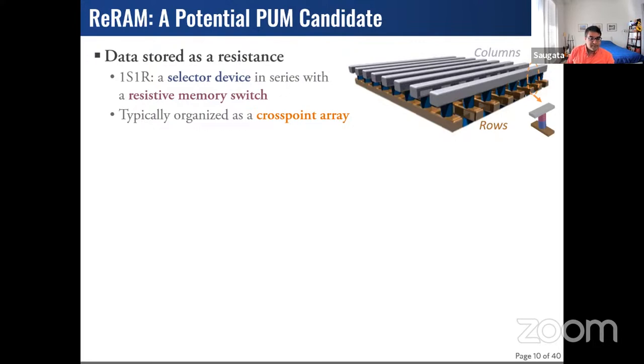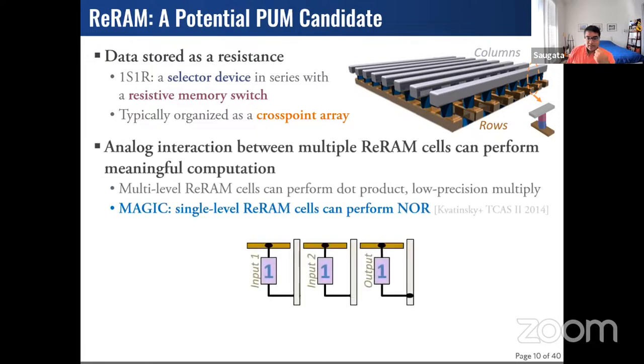Typically these types of devices are arranged as a cross-point array where you have a metal column, the resistive memory switch and the selector device in series, and a metal row line. At the intersection of every row and column line, you have one memory cell. It turns out that there are a number of different types of operations you can do with these ReRAM cells, depending on what voltages you're applying and how you're interpreting the output.